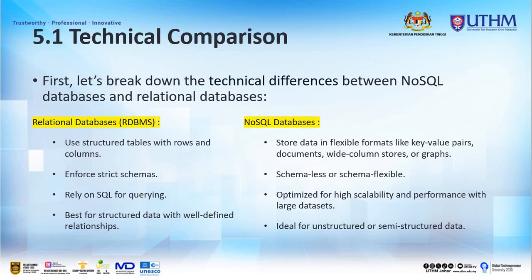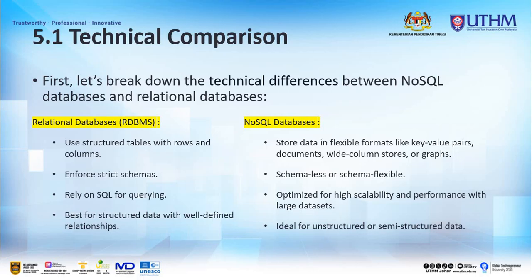On the other side, NoSQL databases store the data in flexible formats like key-value pairs. Already taught you during our practical times also. There is a key and there is a value. Documents, wide column stores or graphs. So it's schemaless, or the schema is flexible. There's no particular schema that you need to follow like relational database.